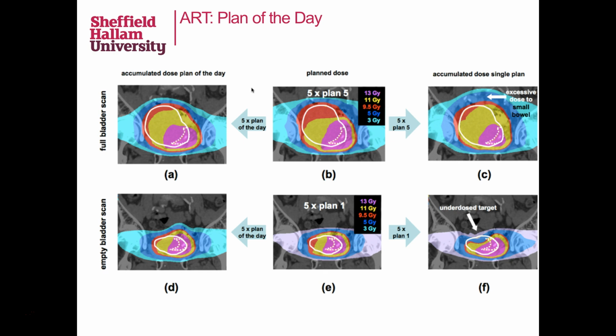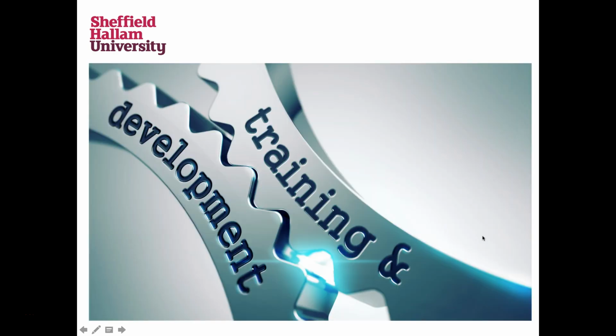And you can see here that this is what would have happened if they'd used their full bladder, and this is what would happen if they'd used the empty bladder compared to what actually happened. If they'd used the full bladder scan, then what happened on a day-to-day basis, the patient would have overdosed a small bowel. If they'd used the empty bladder scan, then you can see quite an underdose of the PTV there.